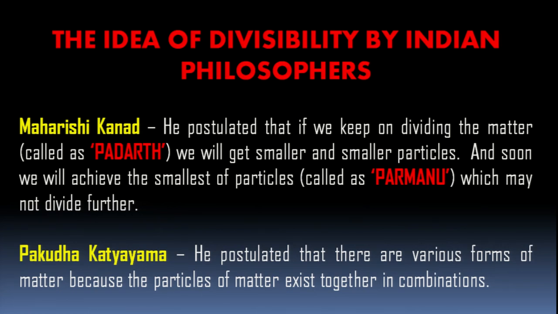Even in the ancient period, many Indian philosophers and foreign philosophers had given certain postulates about atoms. Some Indian philosophers like Maharshi Kanad postulated that if we keep on dividing matter, which was called and is still called Padarth, we will get smaller and smaller particles. Soon we will achieve the smallest particle, which was named Parmanu, which may not divide further. They predicted that atom is the smallest particle of matter. Okay.